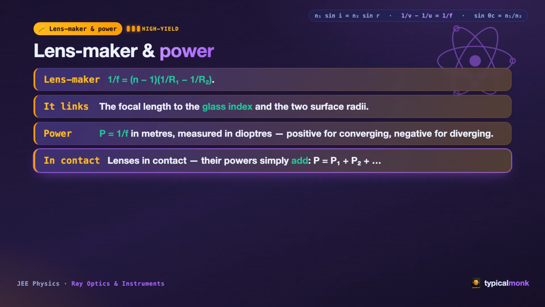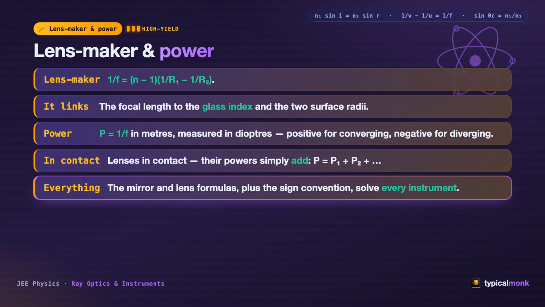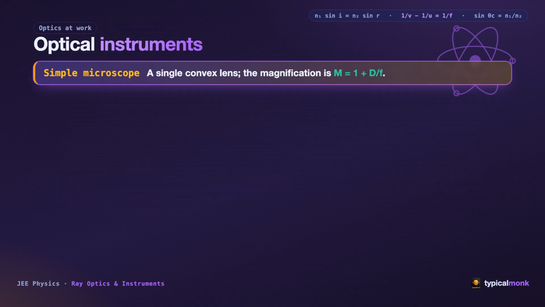For lenses placed in contact, the powers simply add: P equals P1 plus P2, and so on. Everything. The mirror and lens formulas plus the sign convention solve every optical instrument.